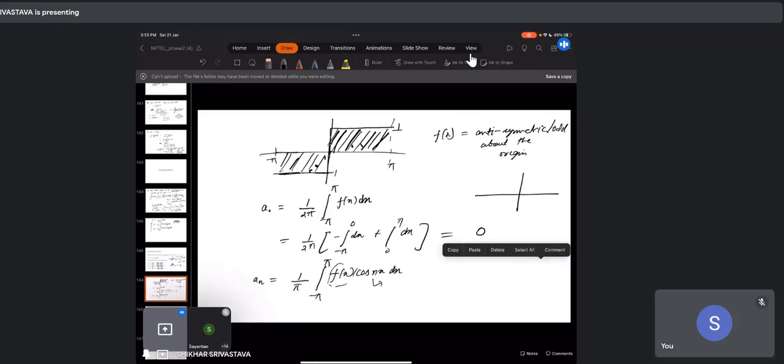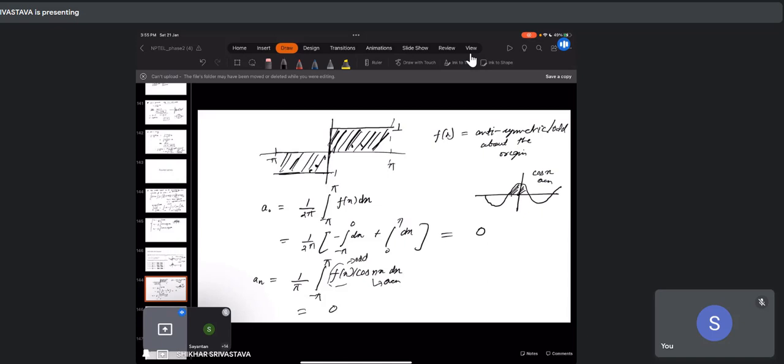The cos function is symmetric about the origin, because you know the cos function looks something like this. This is how the cos function looks. It is symmetric about the origin, so it is even. So the cos function is even, f(x) is odd. So odd times even will become odd, and hence this integral from minus pi to plus pi will be 0.